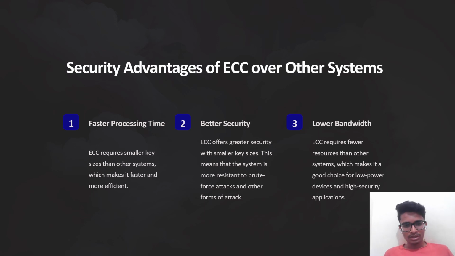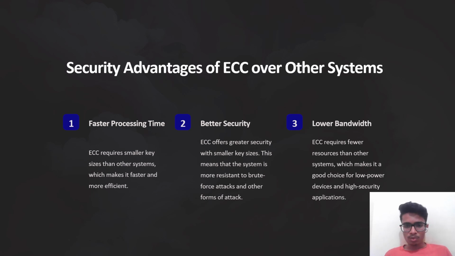And better security. ECC offers greater security with smaller key sizes. This means that the system is more resistant to brute force attacks and other forms of attacks. Brute force is basically the cracking of the keys. It is one of the methodologies that is used to crack keys. So it is not that easy to crack the keys generated by ECC.